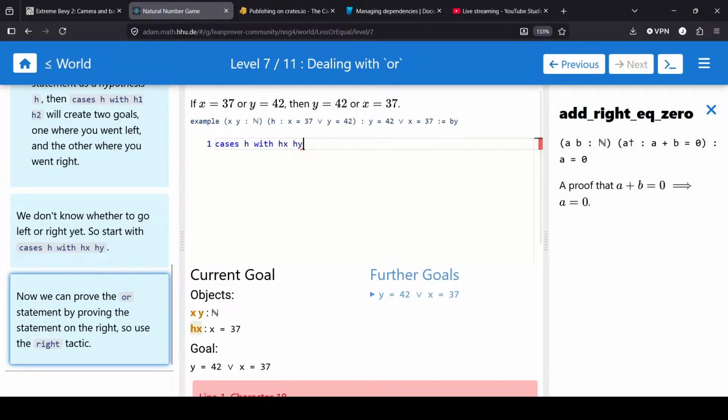Right, so this is like case splitting on an either. Now we can prove the OR statement by proving the statement on the right, so use the right tactic. I can? Really? Is that true? Where's my HY? Where did HY go? I have an HX here. Where'd my HY go, though?